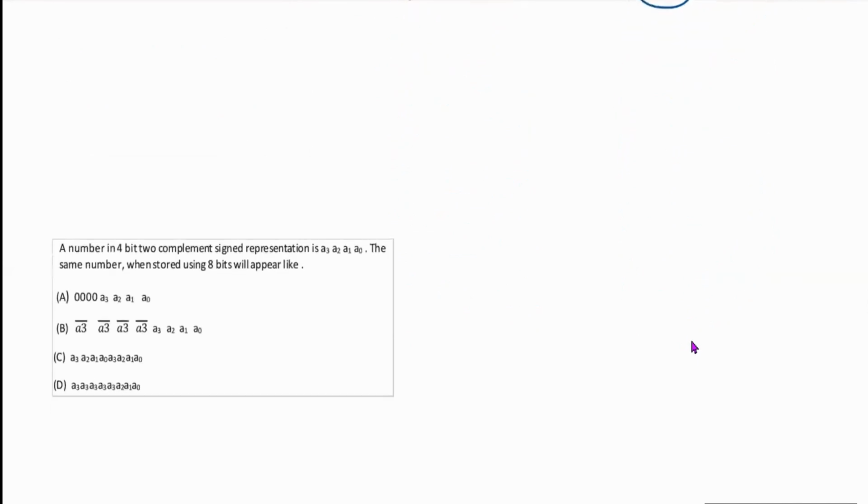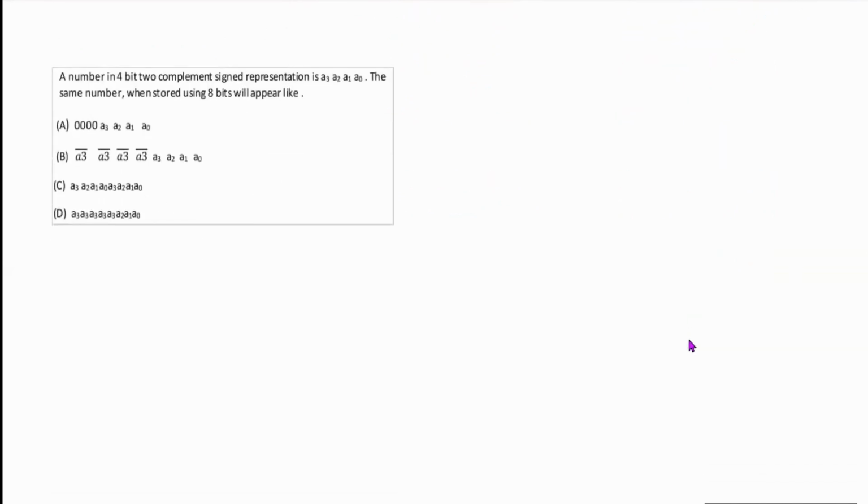Let's go to the next question. The question says that a number in 4-bit 2's complement signed representation is A3, A2, A1, A0. The same number when stored using 8 bits will appear like what. You know that in 2's complement representation, if your number is 1010 or 1011, if the leading bit is 1, this is a negative number.